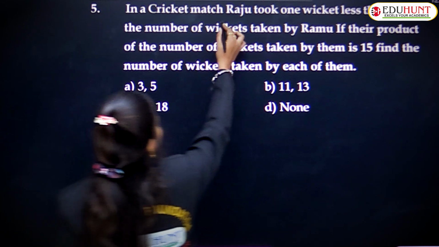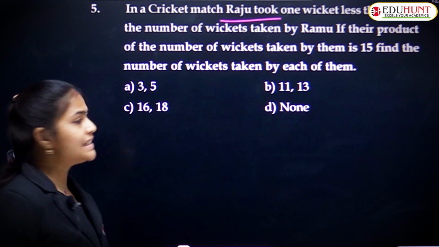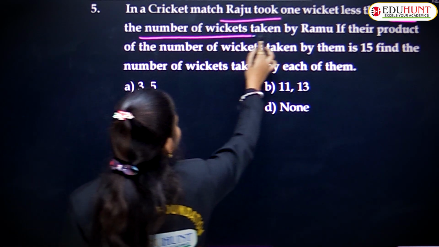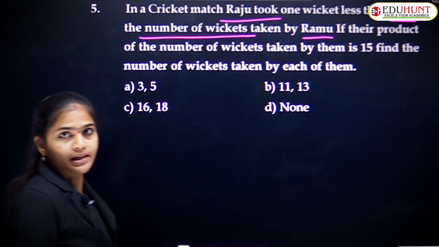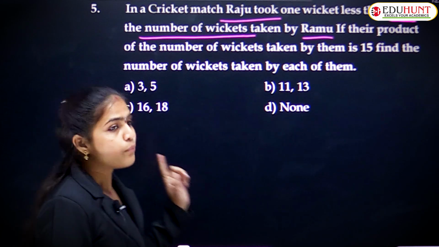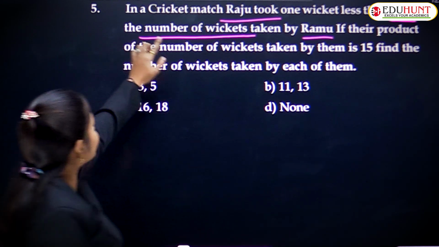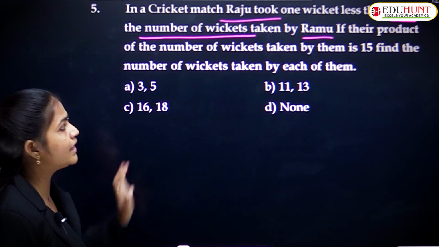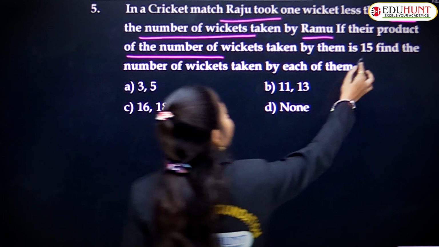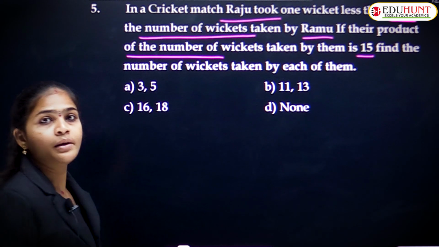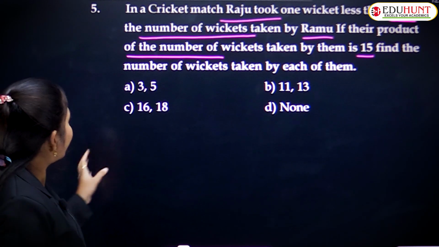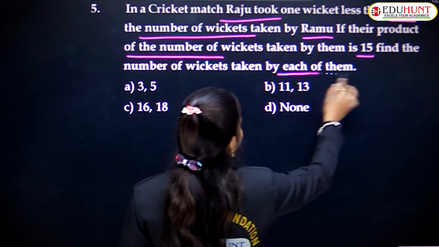In a cricket match, Raju took 1 wicket less than twice the number of wickets taken by Ramu. Okay, see that question properly. In a cricket match, Raju took 1 wicket less than twice the number of wickets taken by Ramu. If the product of the number of wickets taken by them is 15. Okay, the product of the numbers taken by those two people is equal to 15. Find the number of wickets taken by each of them.